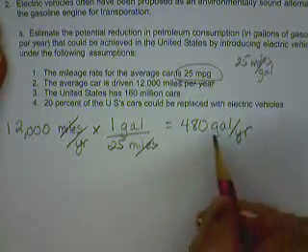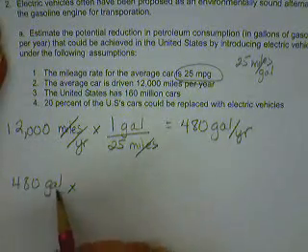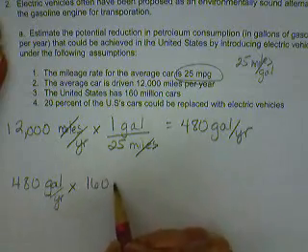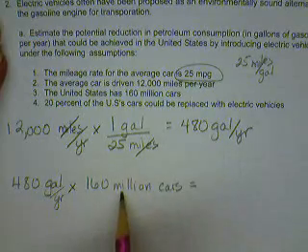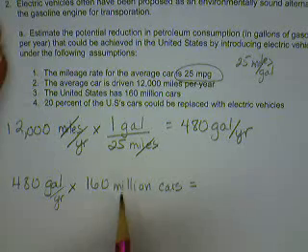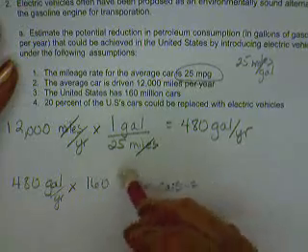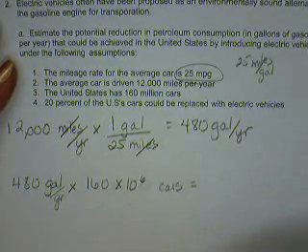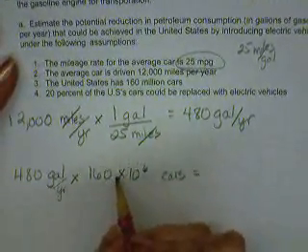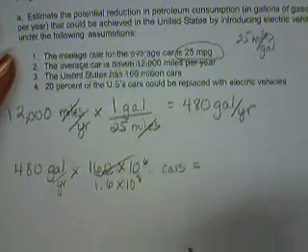The next thing I have to do is take my answer here, 480 gallons of gas per year, and multiply that by 160 million cars. I'm going to leave it like this for now, but I could change that to scientific notation. Actually, you know what? I think I will change this to scientific notation. It'll make my problem easier. So 160 times 10 to the 6 is the answer, but this isn't good scientific notation. It's actually 1.6 times 10 to the 8 is a better answer.